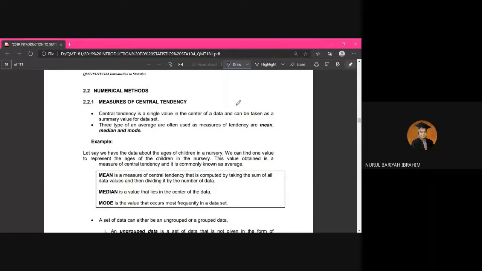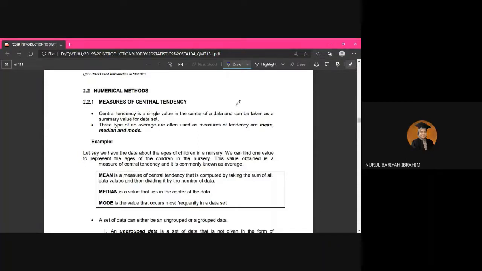Okay, next topic is the numerical methods, to calculate or to find the mean, median and mode. Before this we have the graphical method, right? For grouped data and ungrouped data. So this is the numerical method to represent our data.